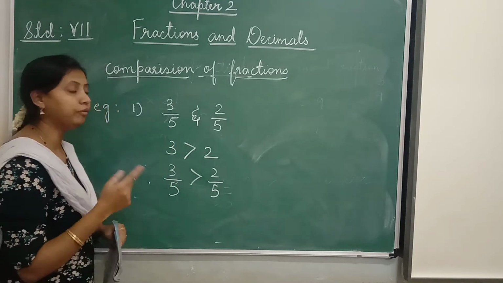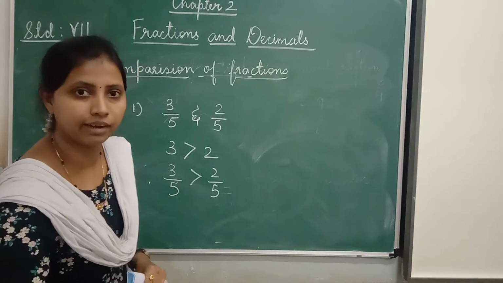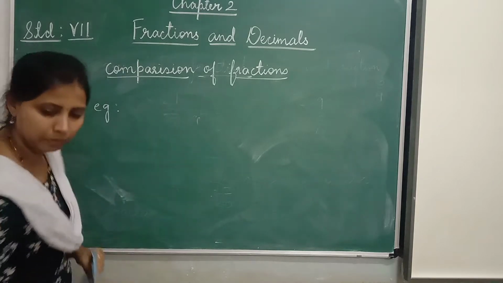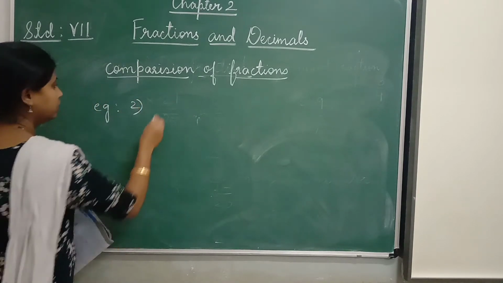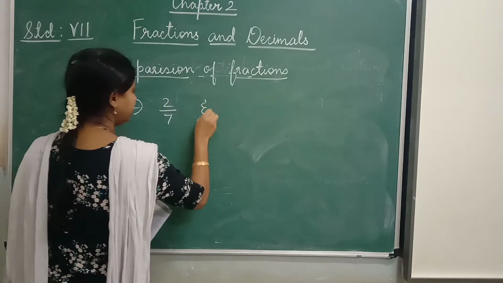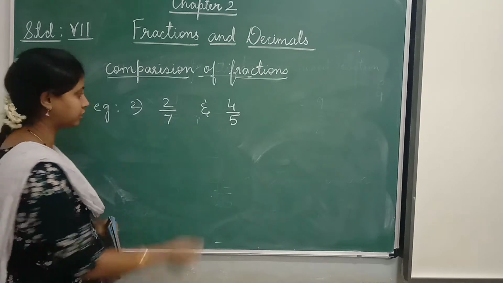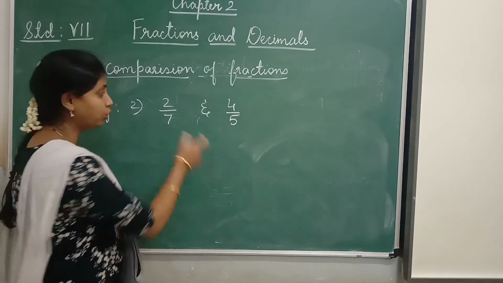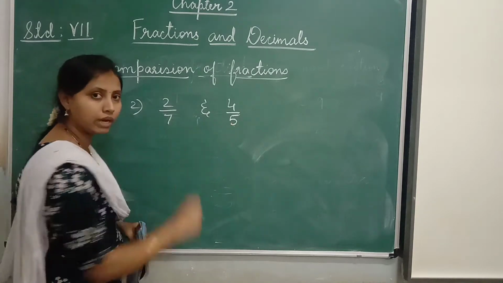Now if denominators are different, how do we find out which one is greater and which is smaller? For that let's take one more example: 2 by 7 and 4 by 5. These are the two fractions. Now how to find out which one is greater? Denominators are different, one is 7, one is 5.